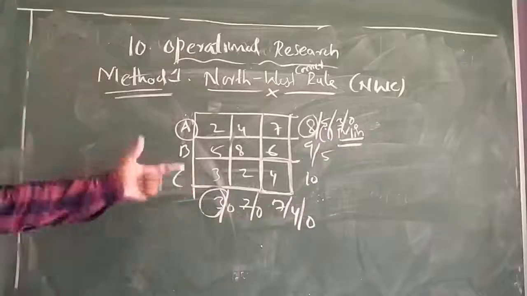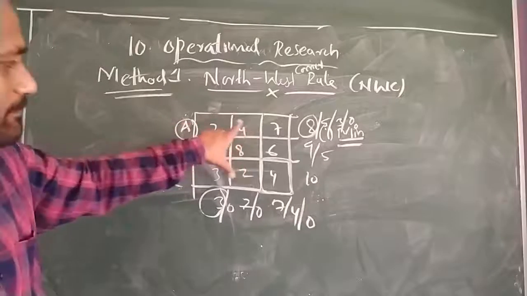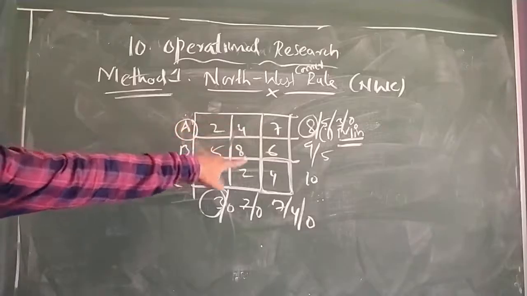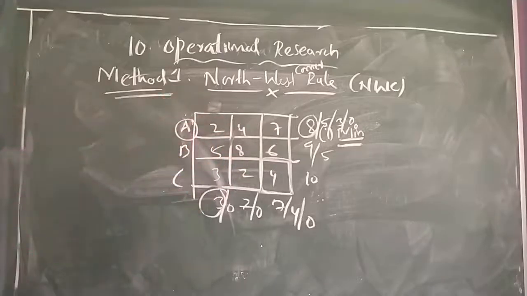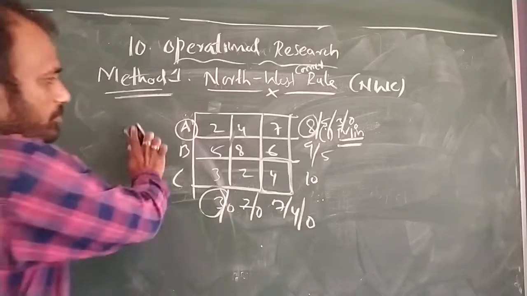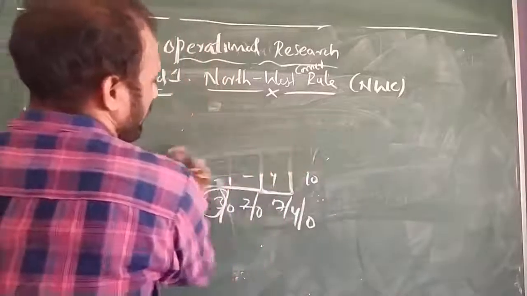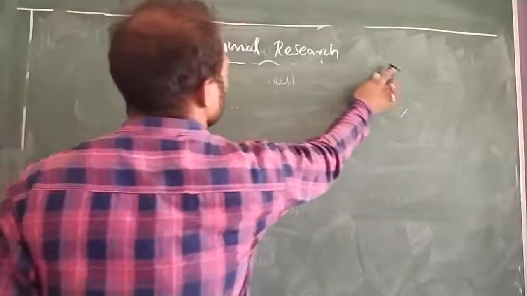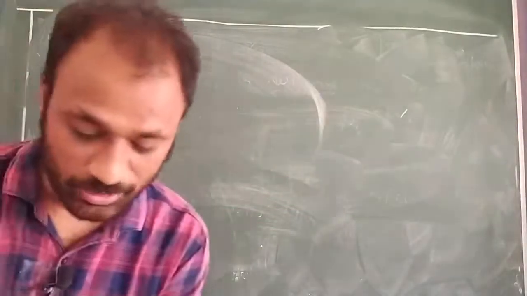After getting the values, we will put them in the given boxes and find out the multiplication. By adding those up, we will get how much cost has been reduced. So we will try to understand through a question how this north-west rule works. Let us take a question.